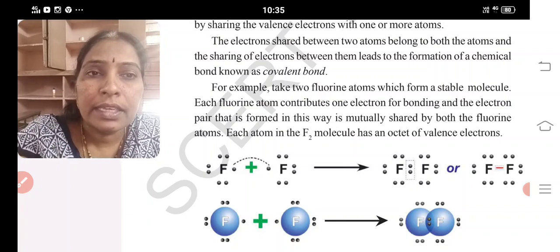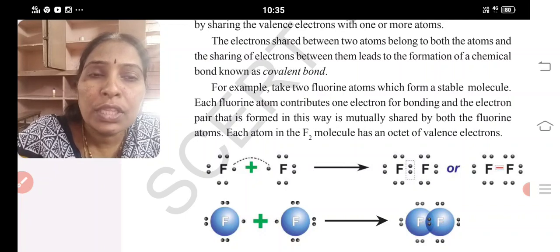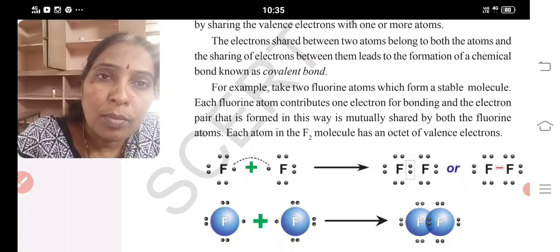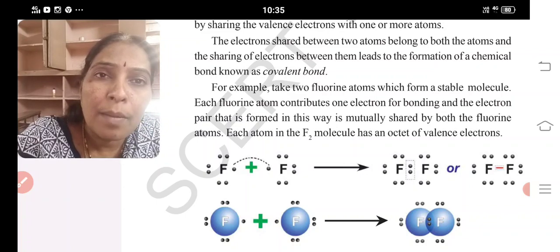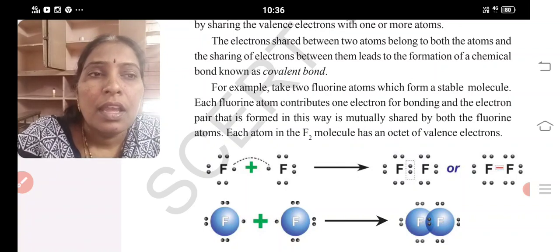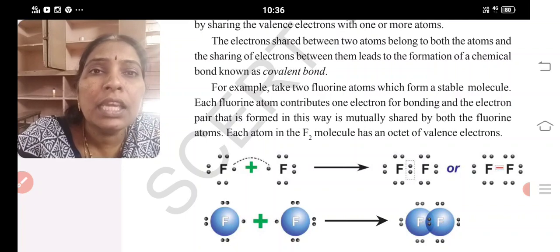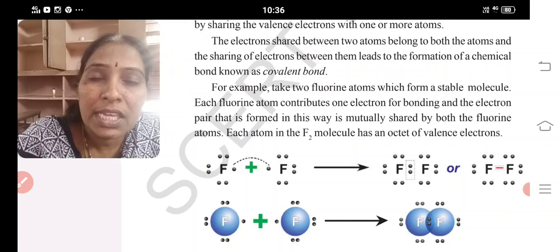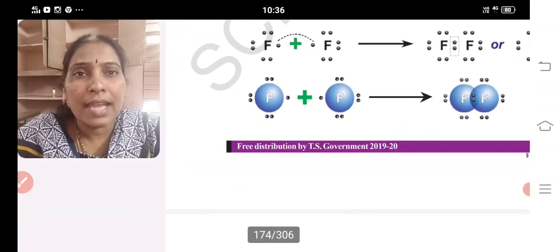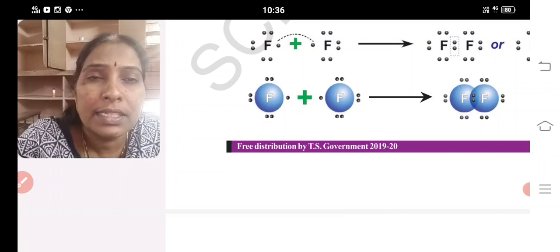See the second diagram. Fluorine is given in the form of a Lewis dot structure. Around the fluorine, how many outermost electrons are there? 7. It is shown in the form of dots. And the second fluorine is also shown in the form of dots. When 2 fluorines come together, they will share the shared pair, and such type of bonds are known as a covalent bond. The bond formed by sharing of electrons is known as a covalent bond. As it is sharing 1 electron, it is a single bond.